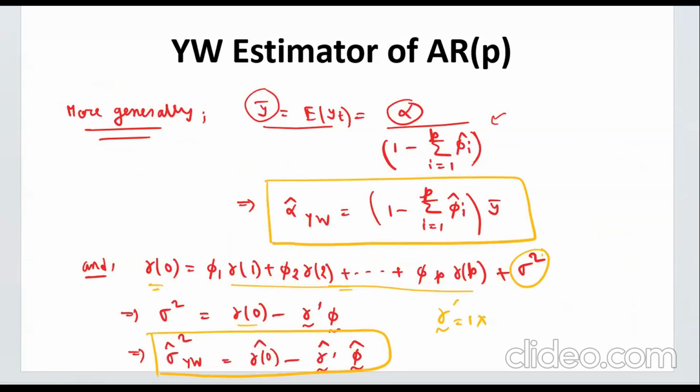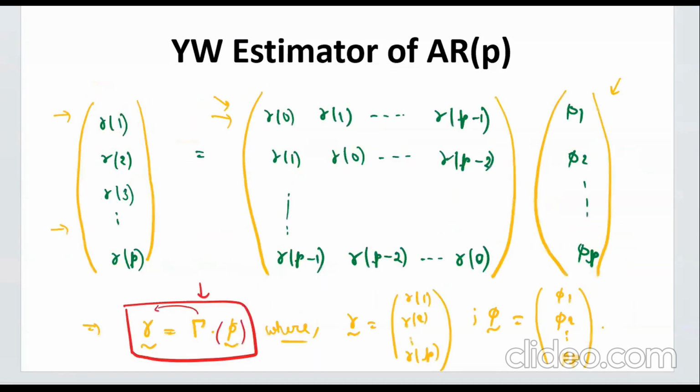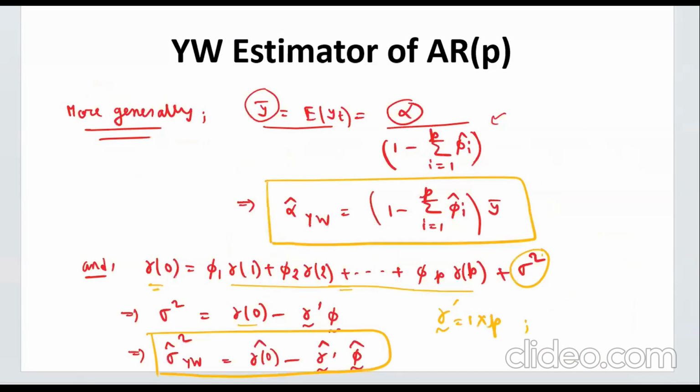So when you take transpose, it will be 1 cross p. And then you have phi's. Phi is also p cross 1. So when you multiply this, this will be 1 cross 1. This will be a singular term, right? And here you have gamma naught. So once you estimate that, the estimated value will be gamma naught cap minus this cap into this cap.